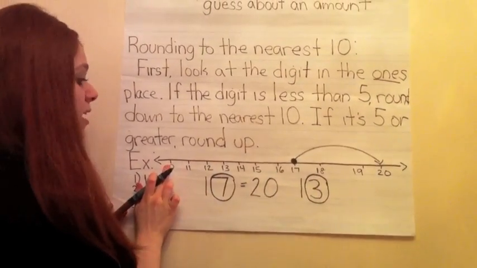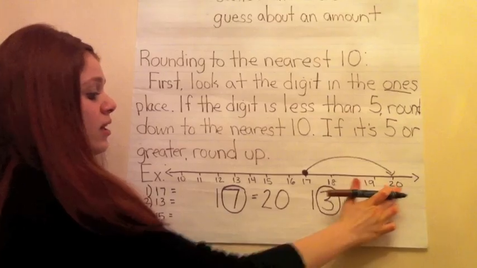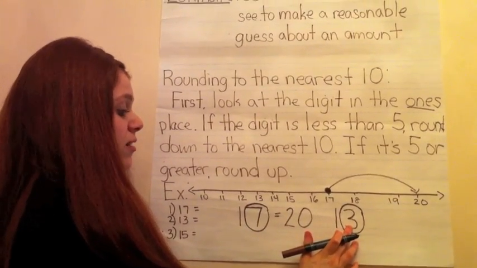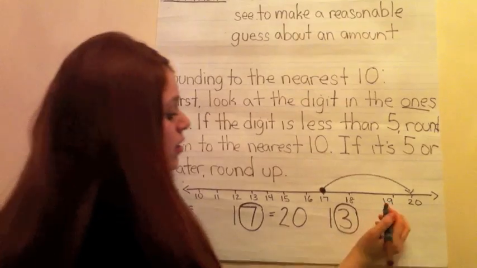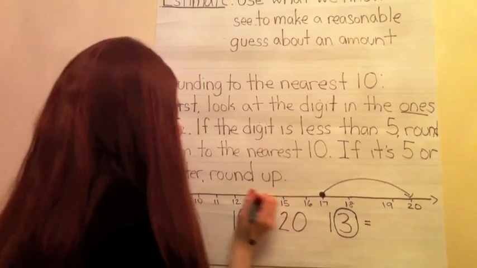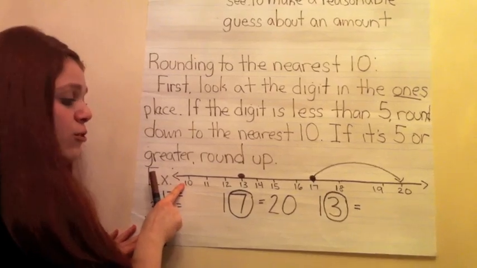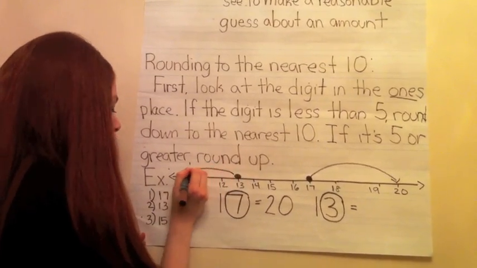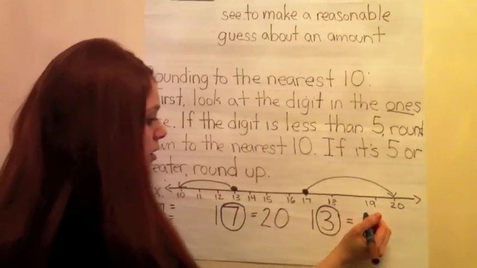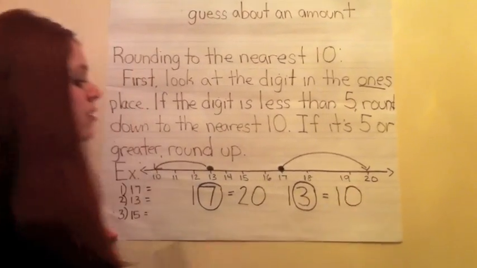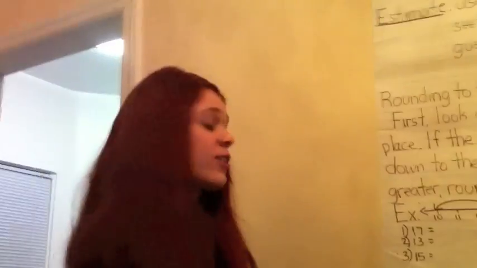We could round down to 10 or we could round up to 20. Now of course we are going to round down because the number 3 is less than 5, which means here's 13. 13, as you can see, is closer to 10. So we are going to round down to 10.